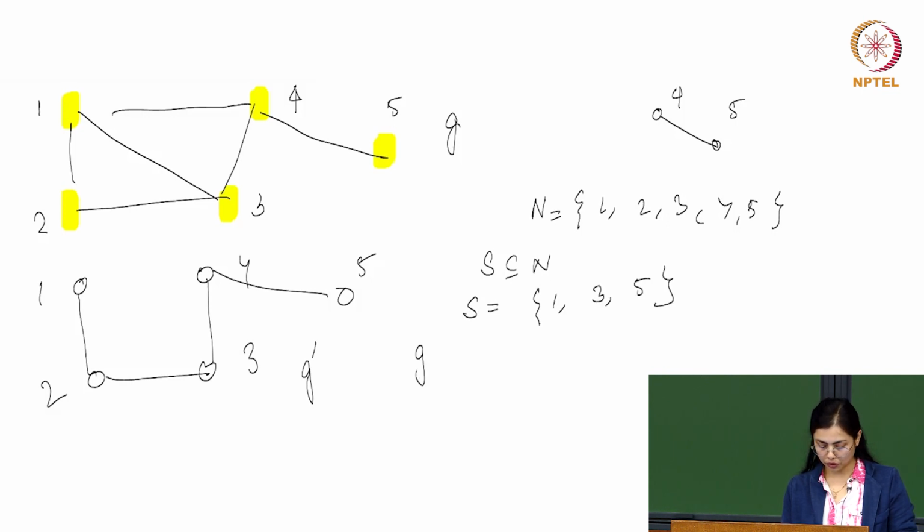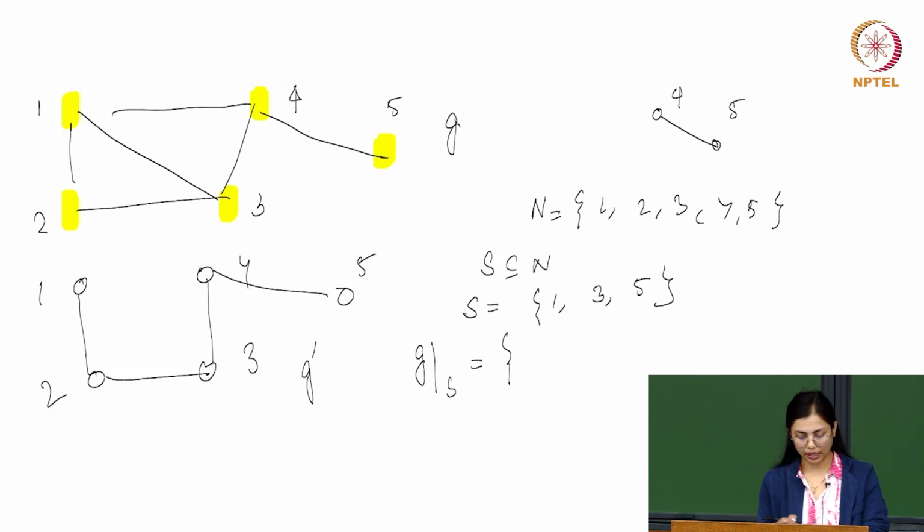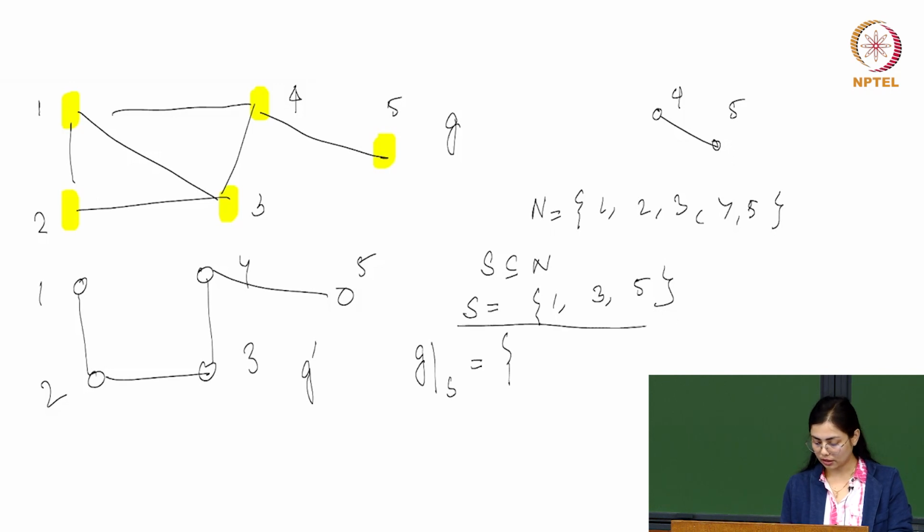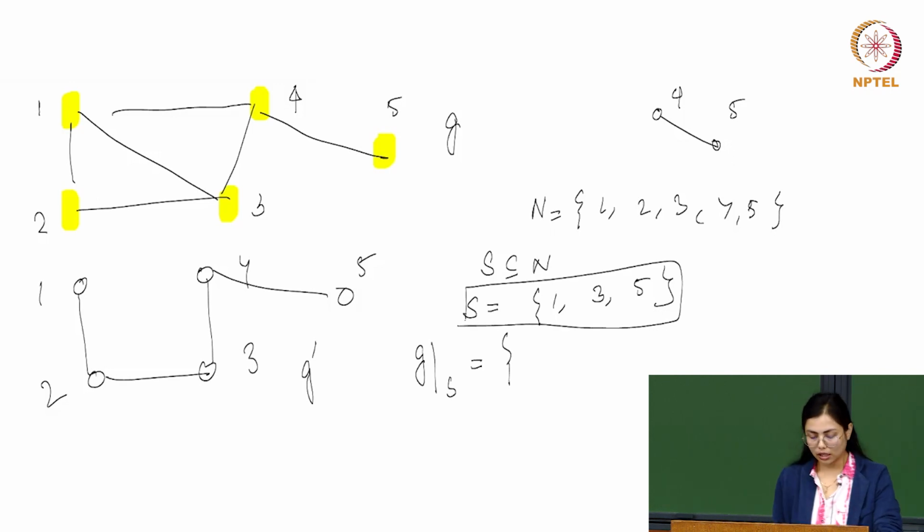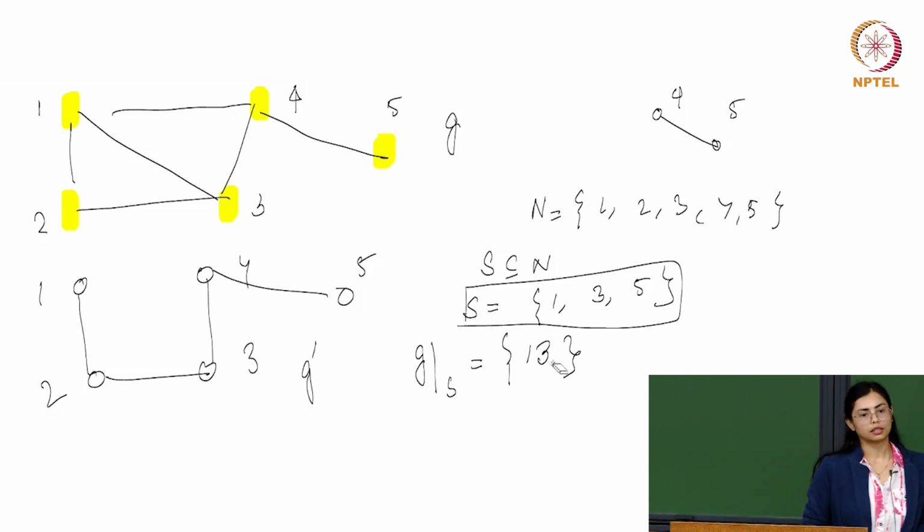So the notation for induced graph, we usually use this notation. What does this mean? It's all the links we are going to consider that are restricted to this subset S. So here we have that induced subgraph. There is one link between 1 and 3, right? Is there any link between 1 and 5? No. And 3 and 5? No. Only 1 and 3 will be there. So this is one induced subgraph.